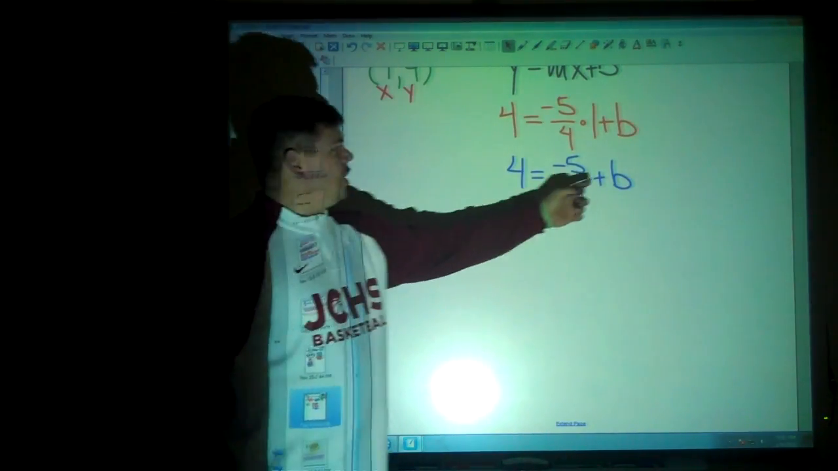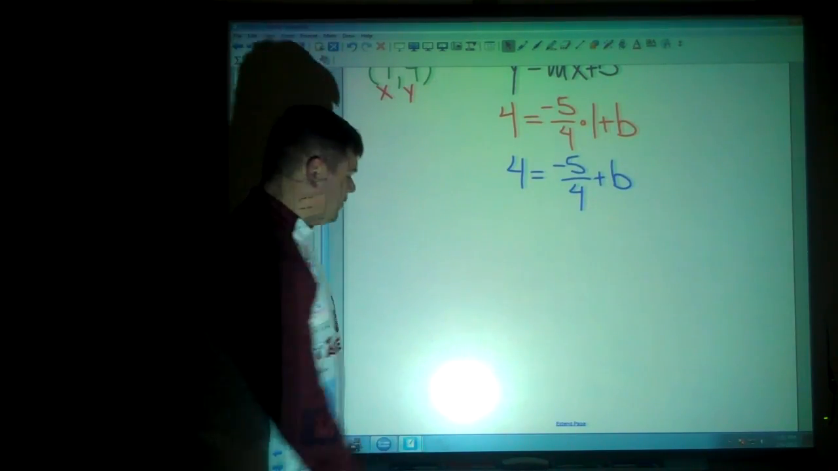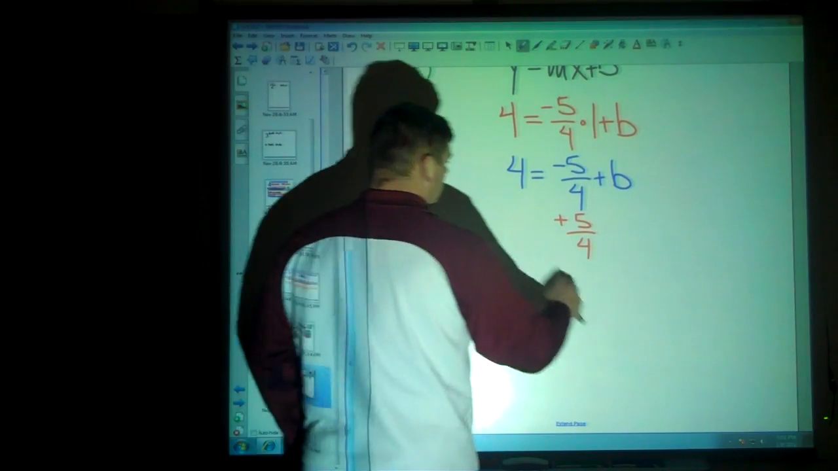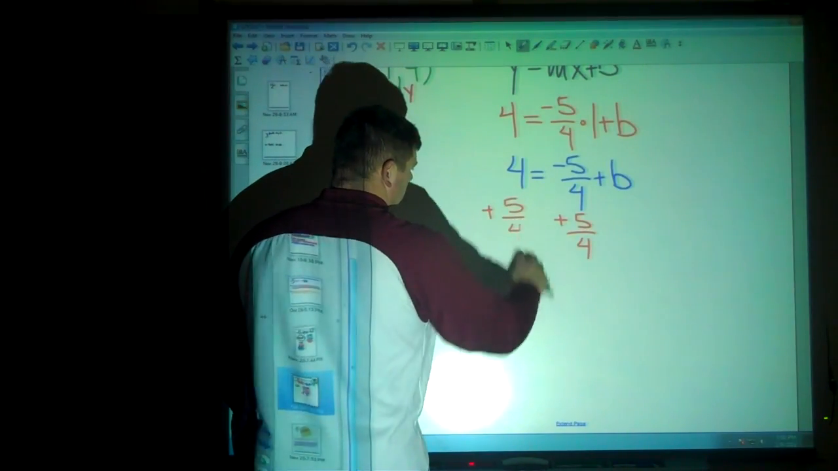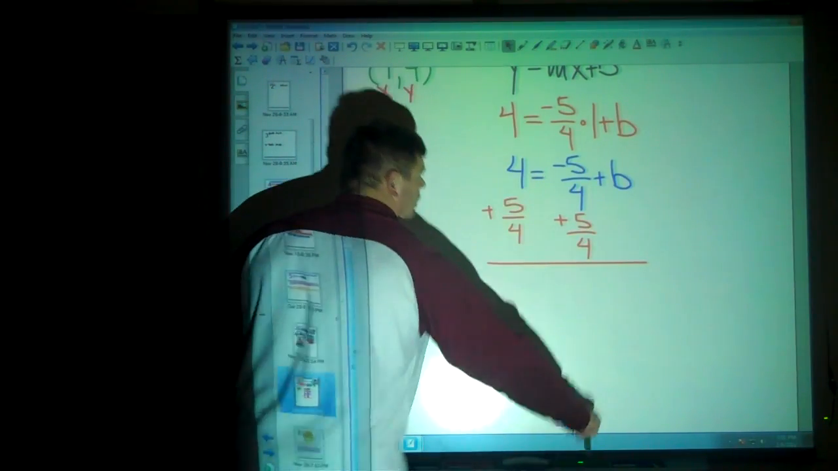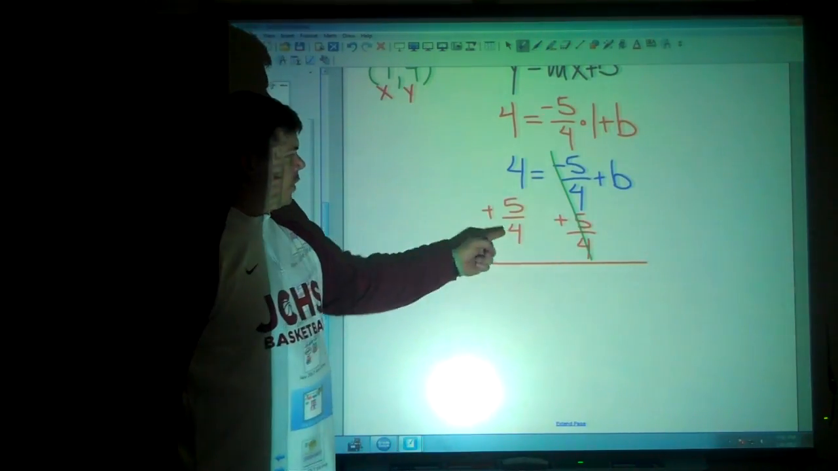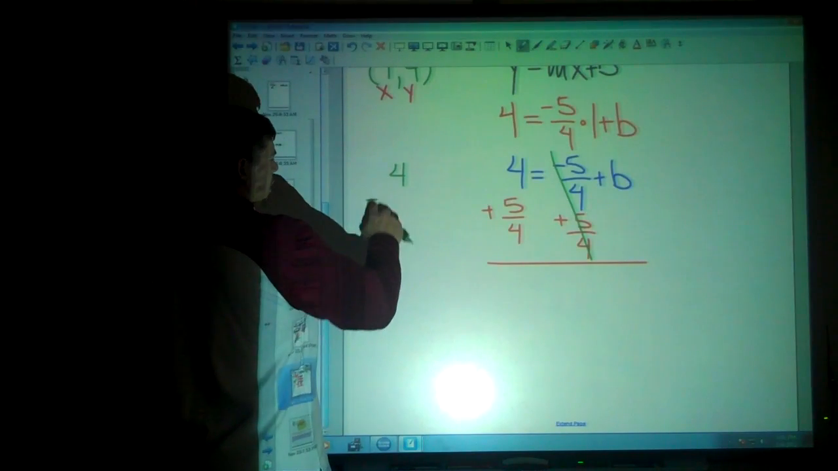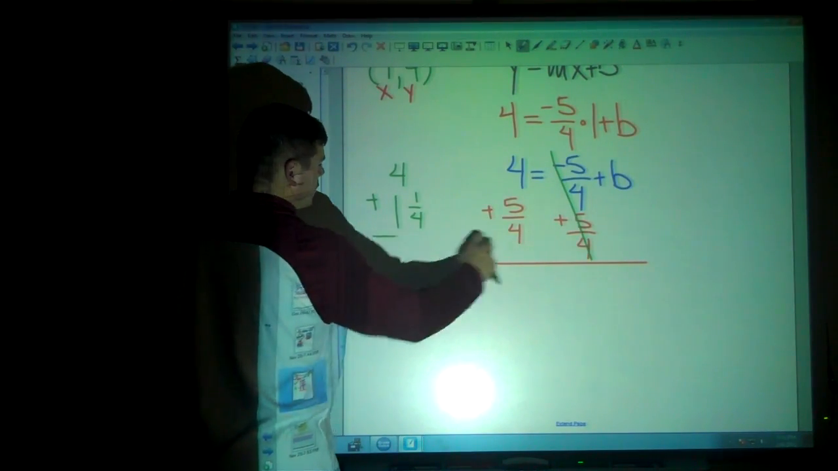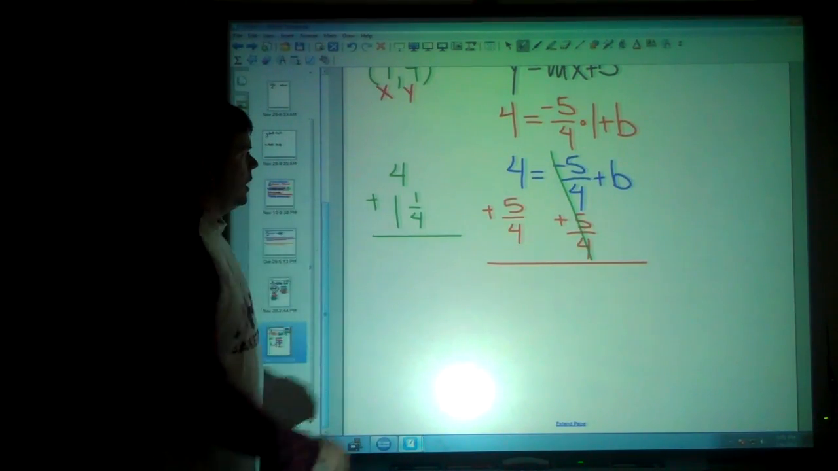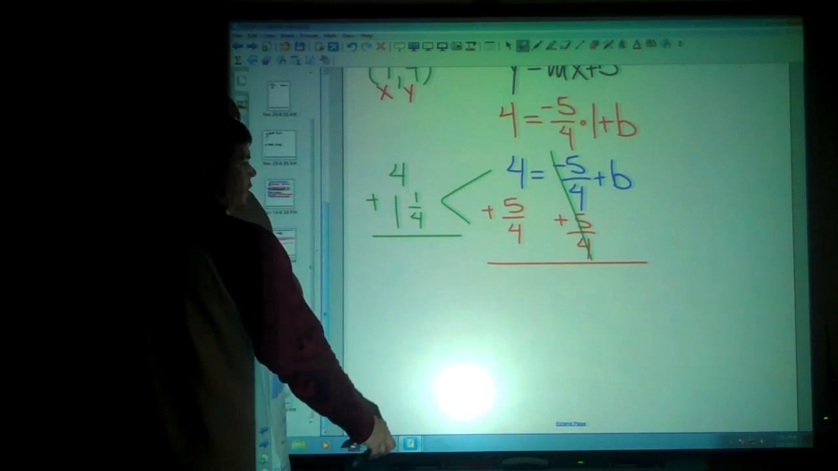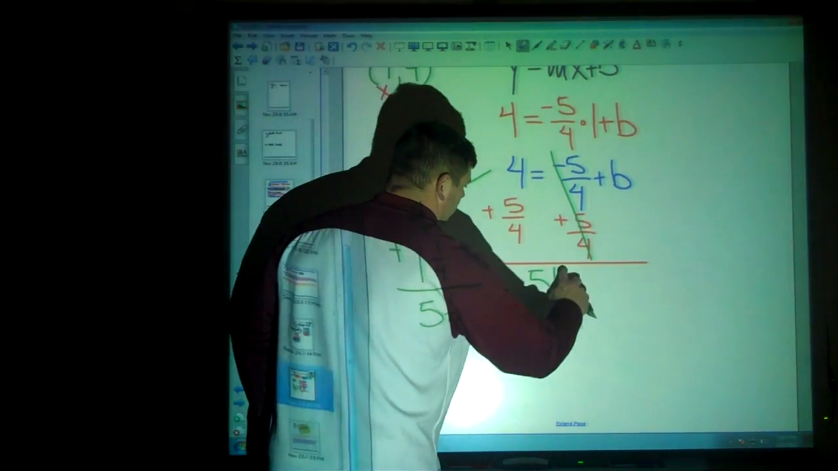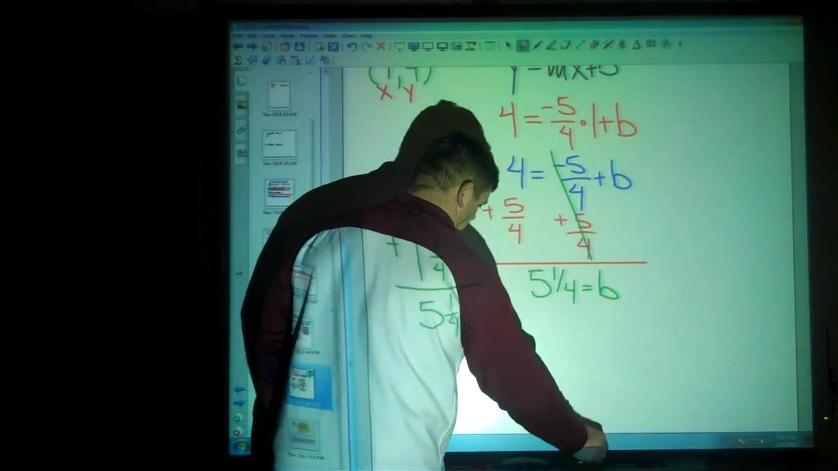And all I got to do now is solve for b, so I've got to get rid of -5/4. The opposite of -5/4 is +5/4. Now you might not recognize that 5/4 is actually the same as 1 1/4. So this is really 4 plus 1 1/4. That's what this is right here. So you get a grand total of 5 1/4. So 5 1/4 is my b value.